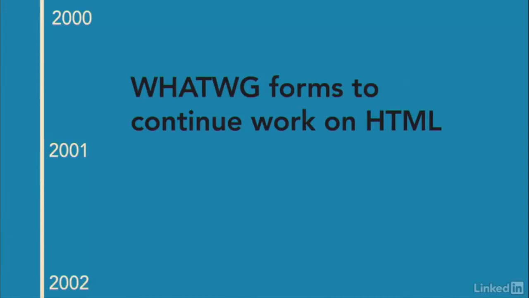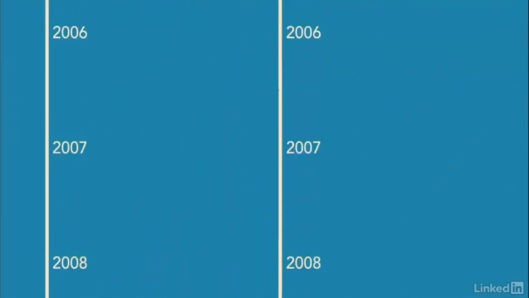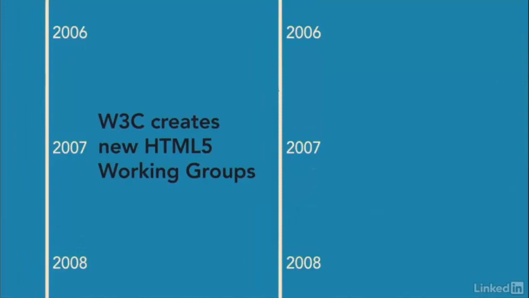While the W3C was busy focusing on XHTML, a group of organizations and individuals got together around 2004 to continue work on HTML. Their goal was to take the HTML 4.0 specification and just continue moving it forward. This group calls themselves the Web Hypertext Application Technology Working Group, which is also referred to as sort of the awkward working group. Their specification, which was entitled Web Applications 1.0, was eventually adopted by the W3C and renamed HTML5.